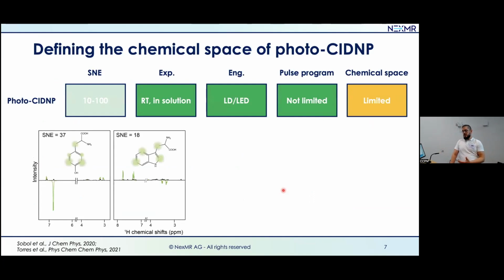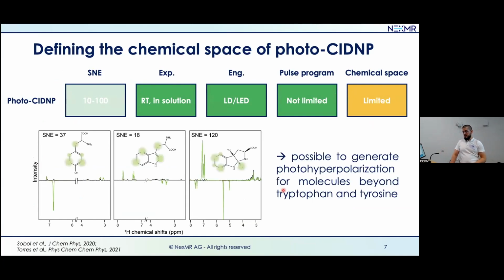And why we approached it in a different manner is because we were starting to do that with tyrosine and tryptophan, like everybody else, to get our signal-to-noise enhancement, and we started to have some hyperpolarization for some impurities, and this hyperpolarization was much better than what we had before. So we started to think, okay, it is possible to get photo-hyperpolarization, or photo-CIDNP, for molecules beyond this chemical space.